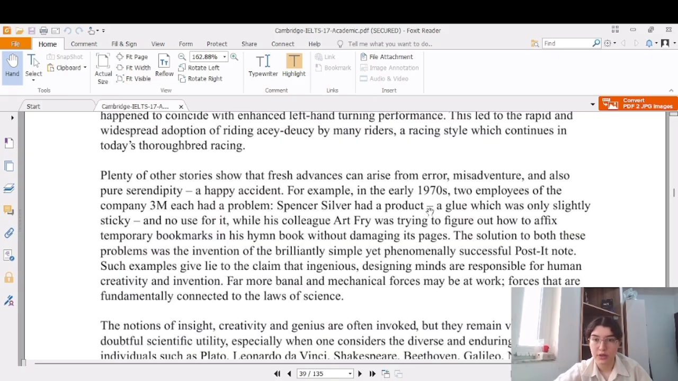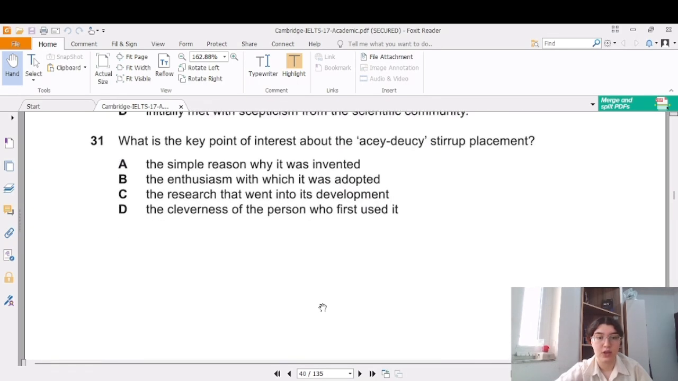Spencer Silver had a product, a glue which was only slightly sticky and no use for it, while his colleague Art Fry was trying to figure out how to affix temporary bookmarks in his hymn book without damaging its pages. The solution to both these problems was the invention of the brilliantly simple yet phenomenally successful post-it note. Such examples give lie to the claim that ingenious designing minds are responsible for human creativity and invention. So sometimes genius minds are not responsible for that. Far more banal and mechanical forces may be at work. Sometimes just mechanical forces, forces that are fundamentally connected to the laws of science.